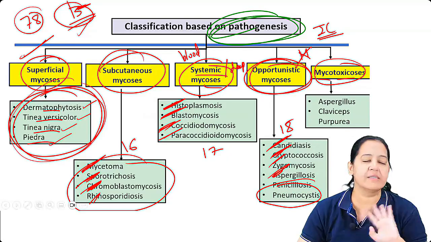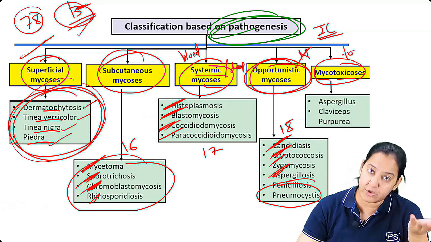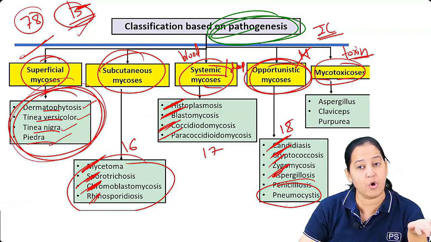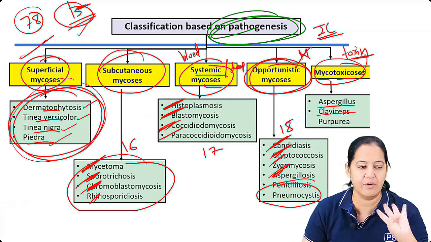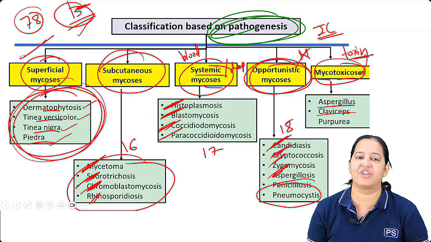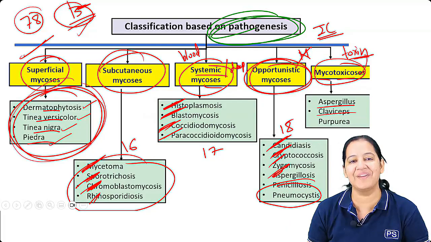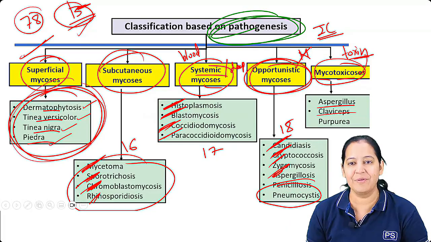That I will not teach you, just understand the meaning. Mycotoxicosis: fungus do not cause the disease. Fungus secrete toxin like bacteria, and toxin causes the disease. So here the example is Aspergillus and Claviceps. Just learn it. I will not give the detail. So this is the classification. How many of you got it? Any problem in understanding?